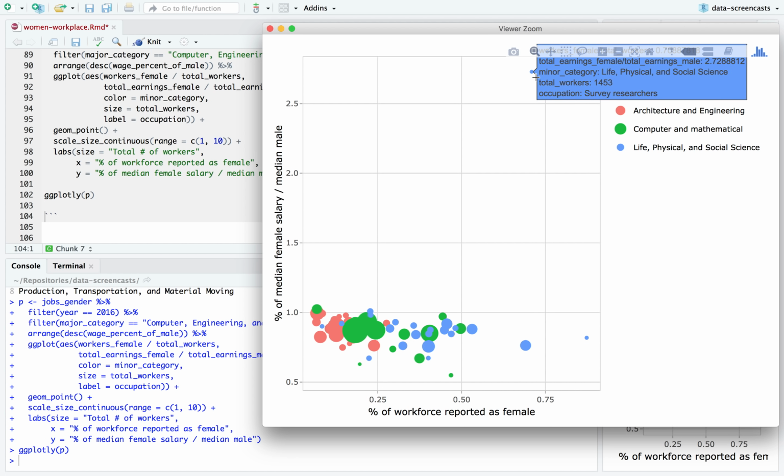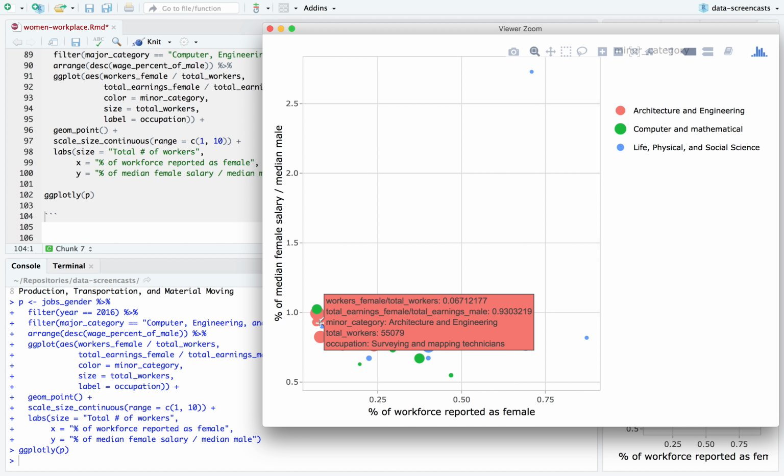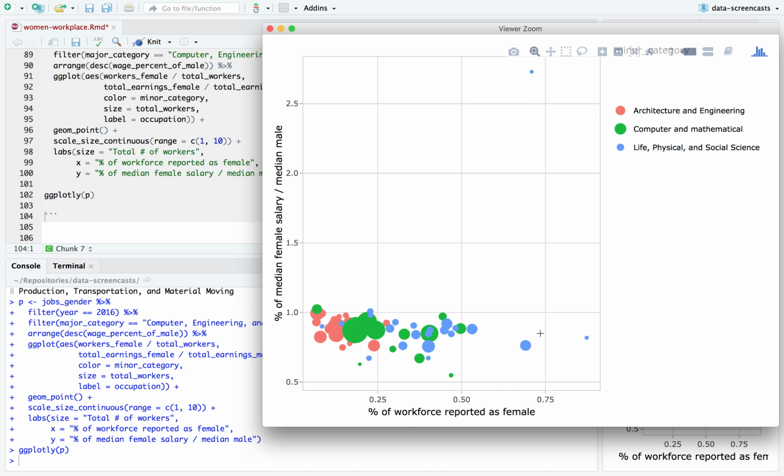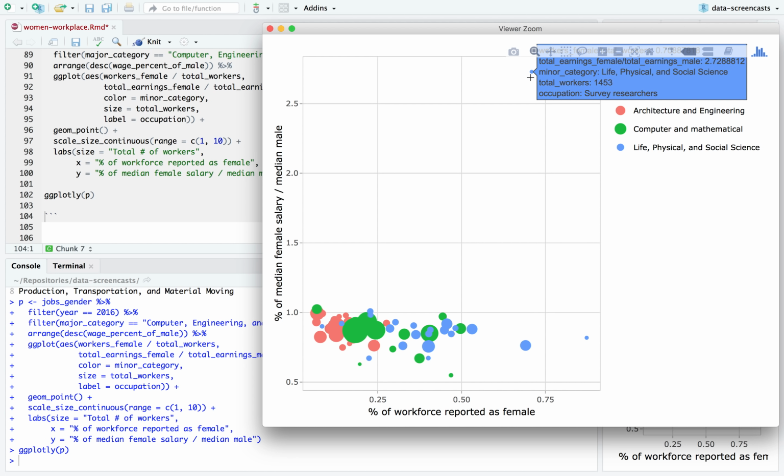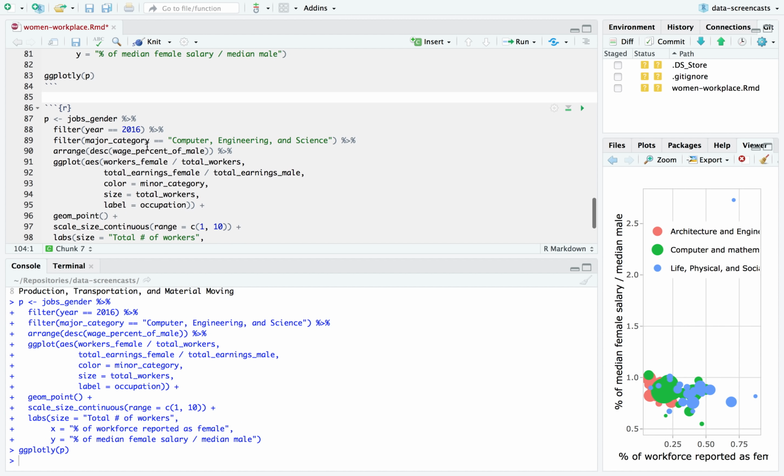Survey researchers that has median much higher. I could filter out just this one example. I don't like to filter just one example, but there are a lot of jobs here. I could try saying only ones with at least 2,000 workers. I'm going to start there.